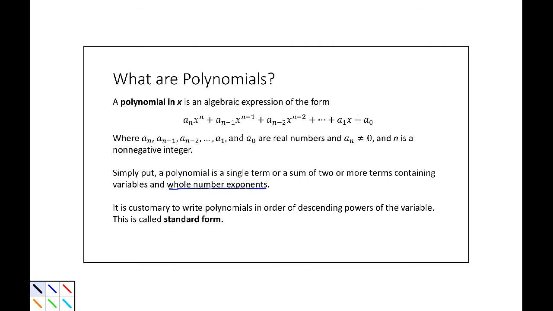It's customary to write polynomials in order of descending powers of the variable. This is called standard form. So we have the highest exponent first, and they decrease from there.